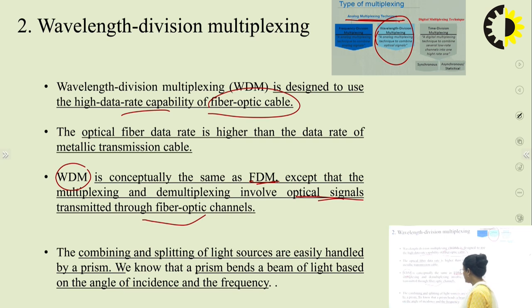For multiplexing and demultiplexing, we use a device which we call a prism. We all know what a prism is. It is a device through which light rays can be bent on the basis of the angle of incidence and the frequency. So the combining and splitting of the light sources for multiplexing and demultiplexing in wavelength division multiplexing is achieved by means of a prism.